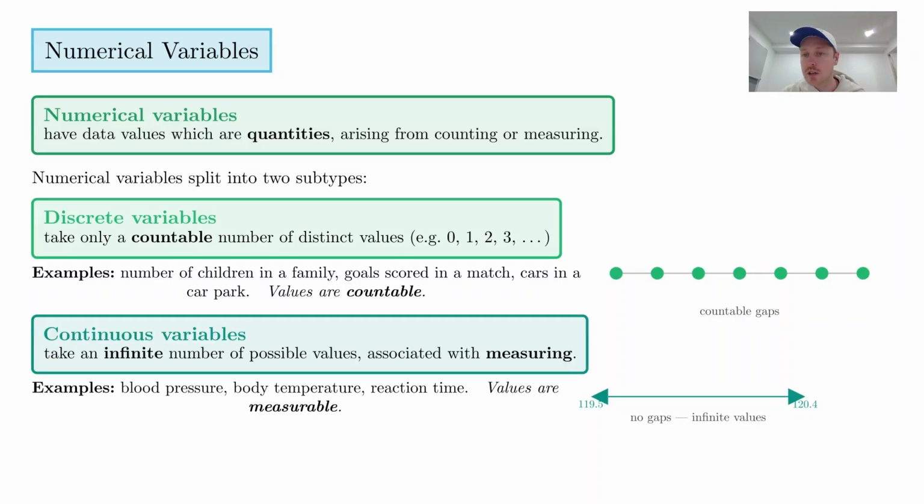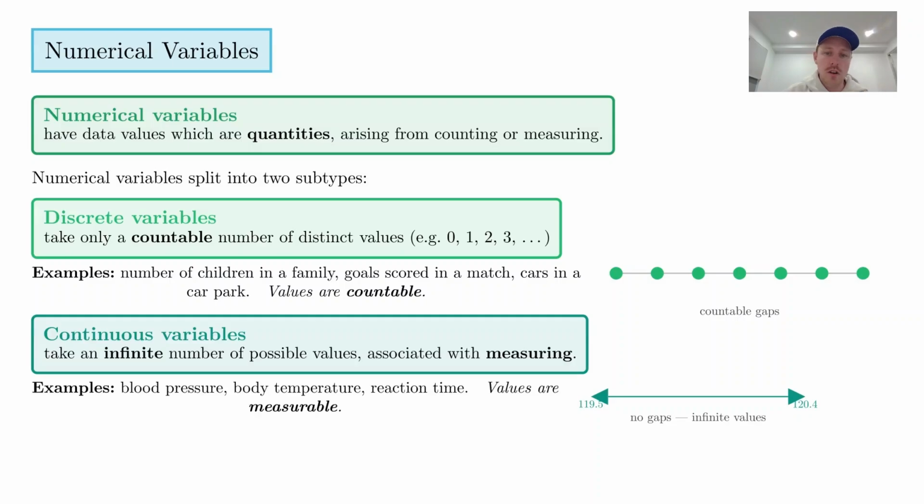We can see that we jump between values. We can't have values in between those. You can't have a number in between 0 and 1 for the number of children in a family. It's only countable values. Continuous variables take an infinite number of possibilities within a range and is more associated with measuring.